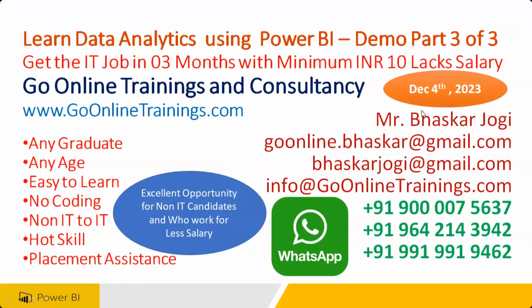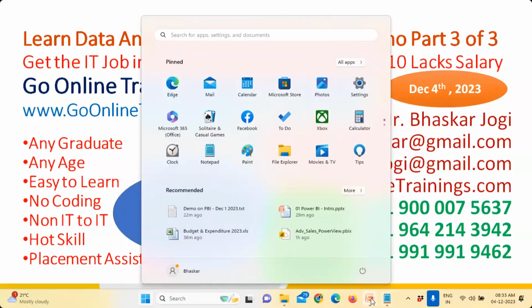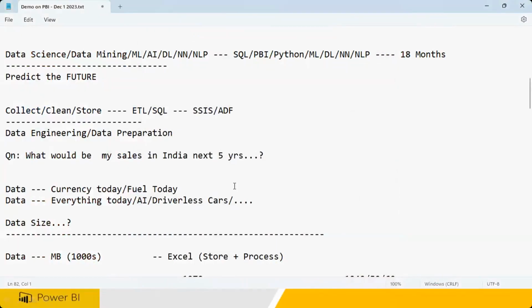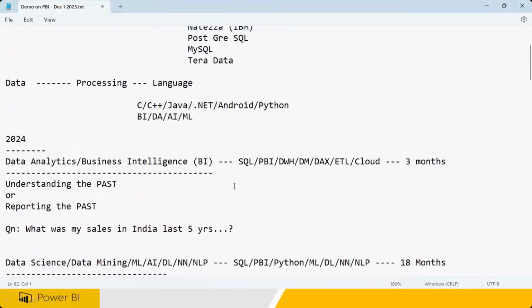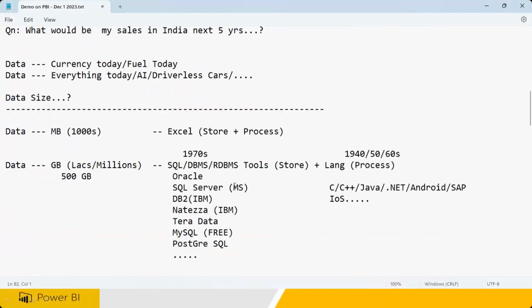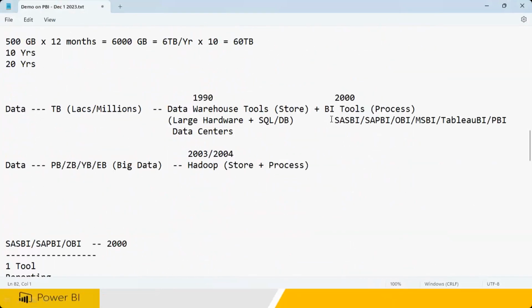So today let us talk about BI terminologies. I was talking about how in BI we have many tools available: SAS BI, SAP BI, OBI, MS BI, Tableau BI, Power BI. You have to know about Microsoft MS BI, and Power BI is also from Microsoft. Then you have Tableau.